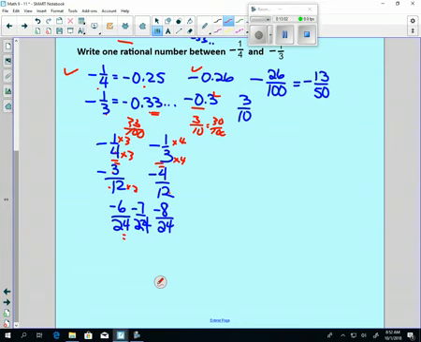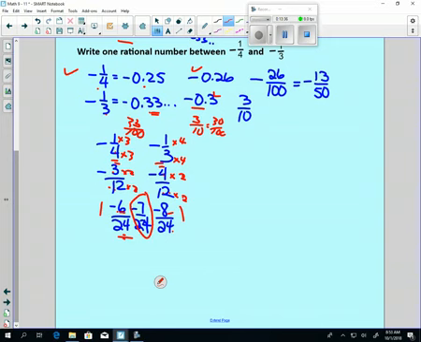Multiply this by 2, and by 2. So 3 times 2 is 6, 12 times 2 is 24, 4 times 2 is minus 8, 12 times 2 is 24. So what's in between 6 over 24 and 8 over 24 is going to be minus 7 over 24. So that's how you can find a number between.